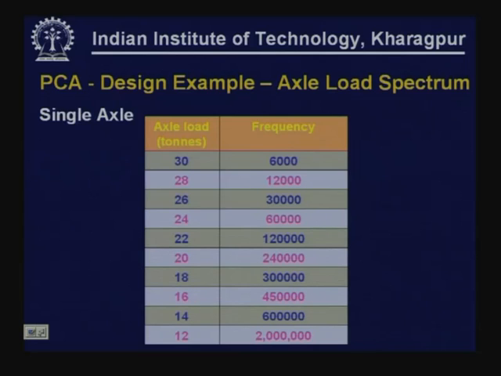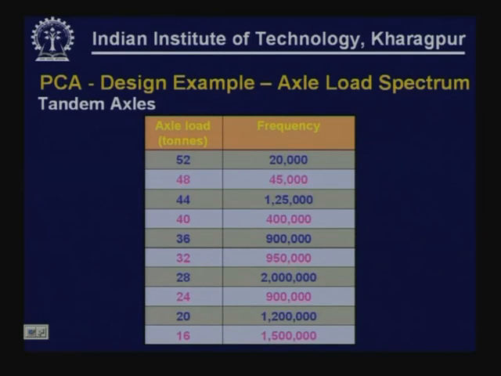For single axle, for different load groups, there is a frequency. For example, the load group having a midpoint value of axle load of 30 tons, there are going to be about 6,000 repetitions. Similarly, a load group having a midpoint of 16 tons, we are going to have about 450,000 repetitions. Similarly, the axle load spectrum for tandem axles is also given in the slide.